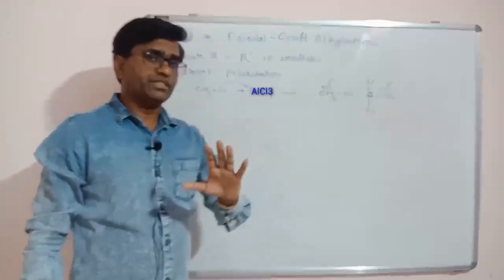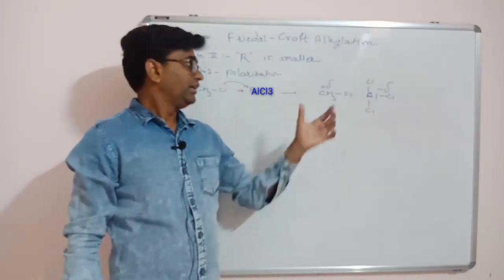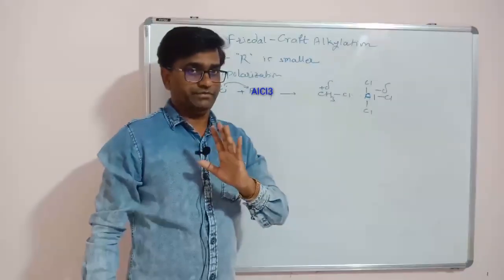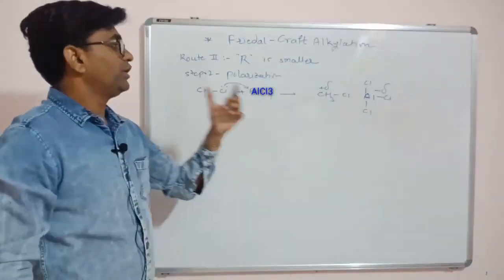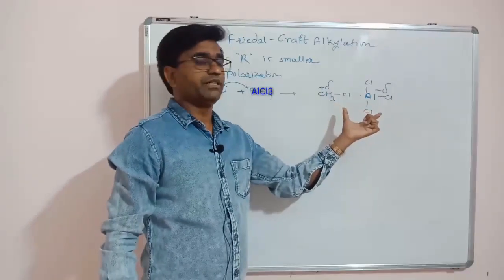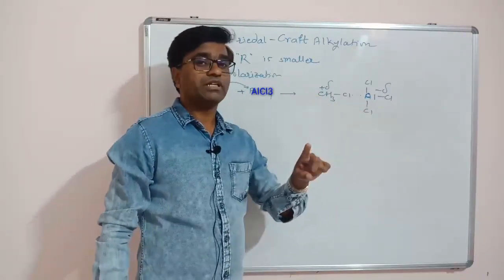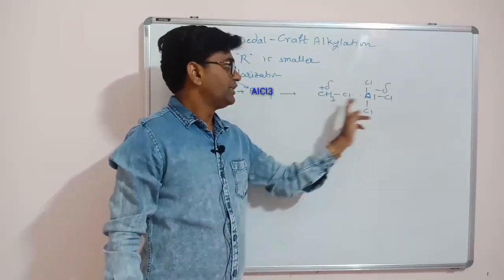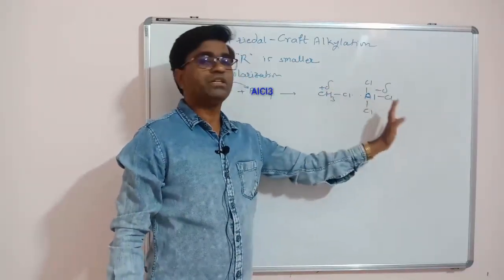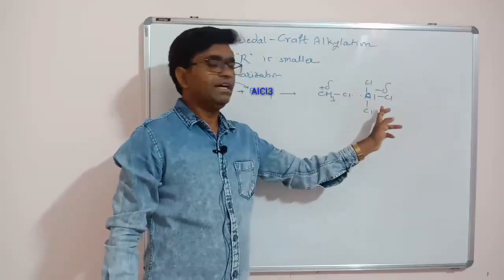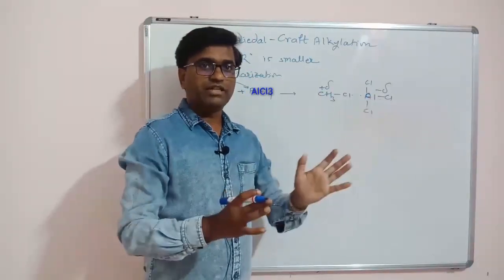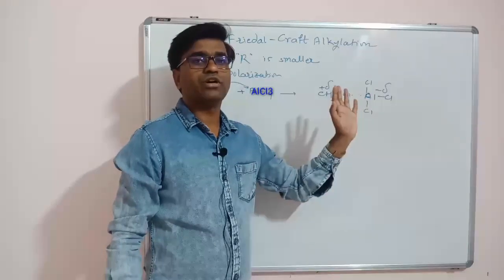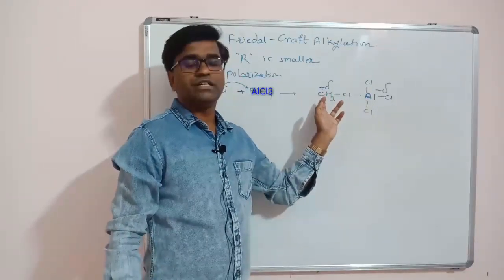So see the difference, when the R group is bulkier, there is complete formation of carbocation, but when R is smaller, this complex you will get, because the primary carbocation is less stable, it won't form completely. So this polar compound we will get, this is the polar complex. So alkyl halide and our Lewis acid combine with each other and form this complex. So we will get this electrophile.